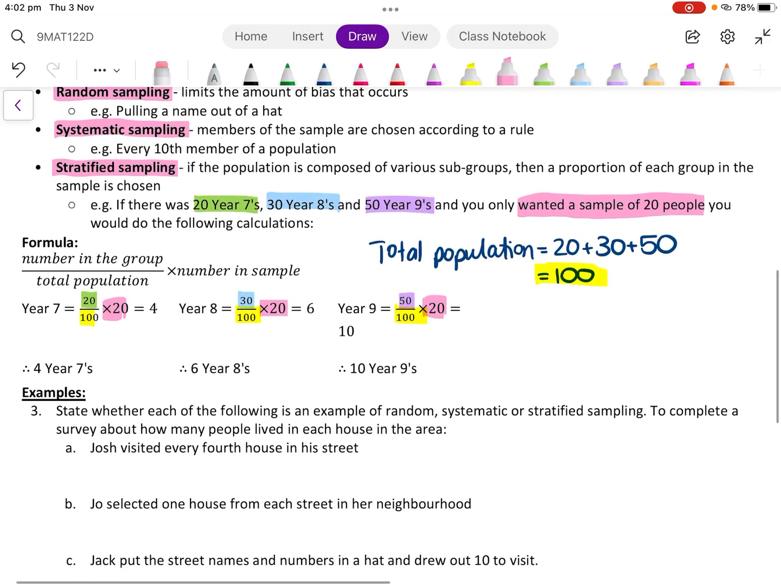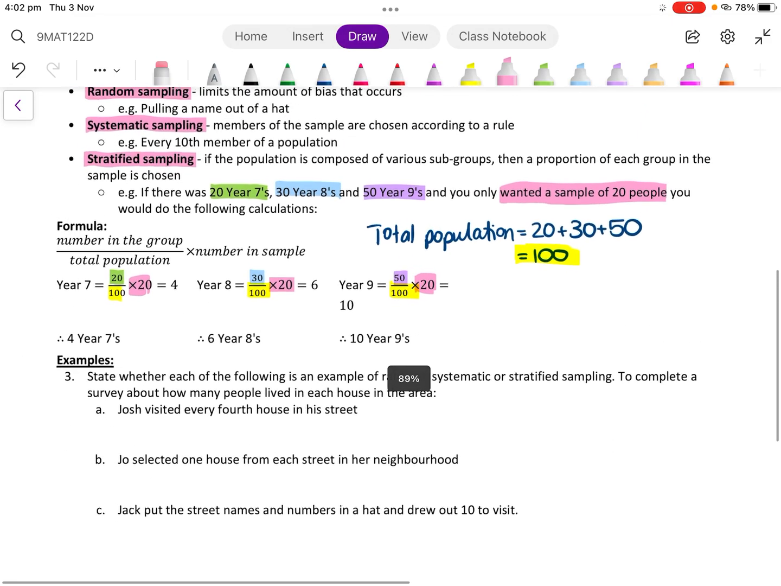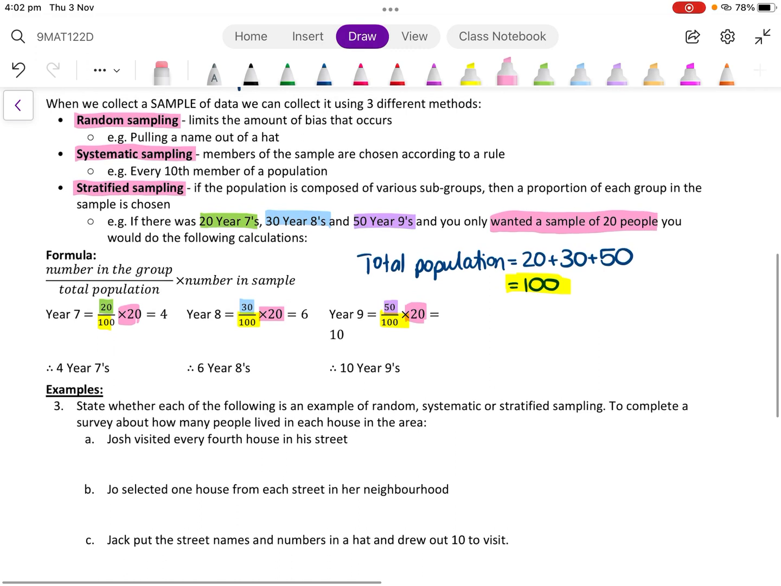What we're going to do now is state whether each of the following is an example of random, systematic, or stratified sampling. To complete a survey about how many people lived in each house in the area, Josh visited every fourth house in his street. Is this an example of random, systematic, or stratified sampling? Jo selected one house from each street in her neighbourhood. Is this an example of random, systematic, or stratified sampling? And then Jack put the street names and numbers in a hat and drew out 10 to visit. Is this an example of random, systematic, or stratified sampling?